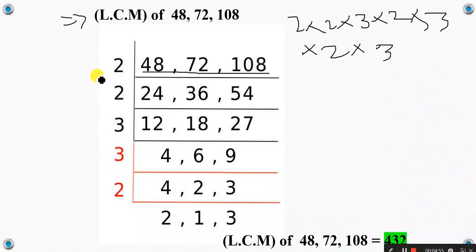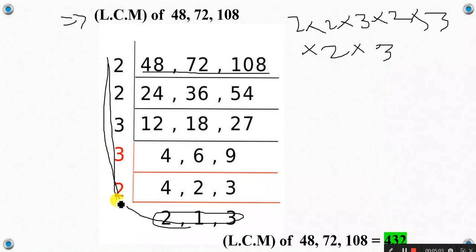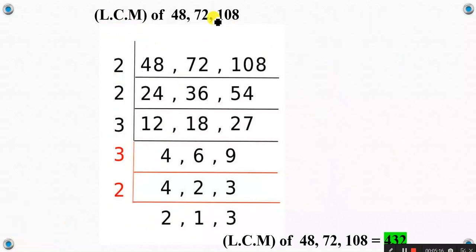So to get the least common multiple, we have to multiply all the numbers from the first column and the last row. This is how we get the least common multiple. This is all about three numbers.